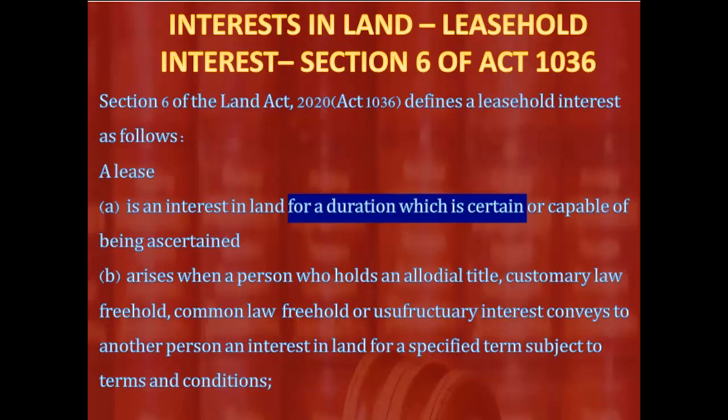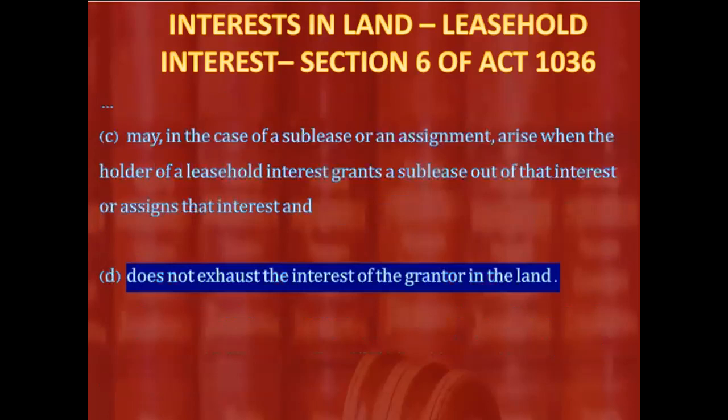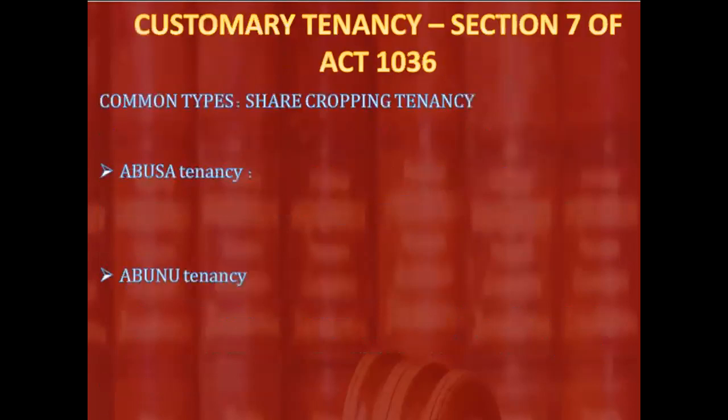And then we come to the customary tenancy. Customary tenancy has been explained under Section 7 of the Land Act of 2020, Act 1036. And how does it explain a customary tenancy? And I quote, a customary tenancy is an interest in land which is created by a contract.